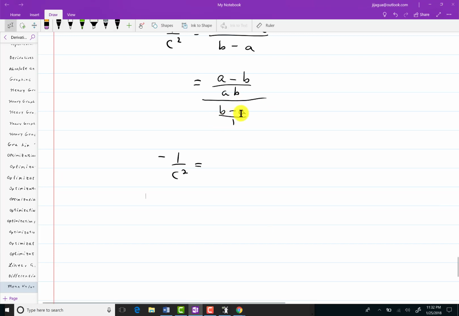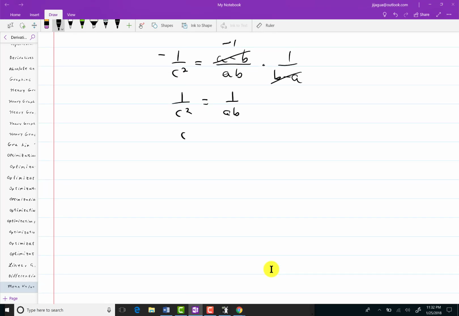I'm going to flip this bottom fraction, and I'll get (a minus b) over ab times 1 over (b minus a). And I can cancel the a minus b and the b minus a, but I'll leave a negative 1 in its wake. Well, that's not so bad because I got a negative on both sides. So if I multiply both sides by -1, I'll end up with 1 over c squared equals 1 over ab. That means that c squared equals ab, and that c equals plus or minus the square root of ab.